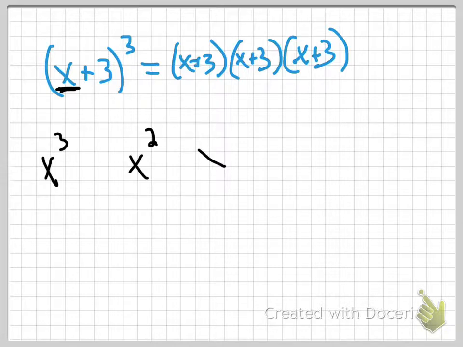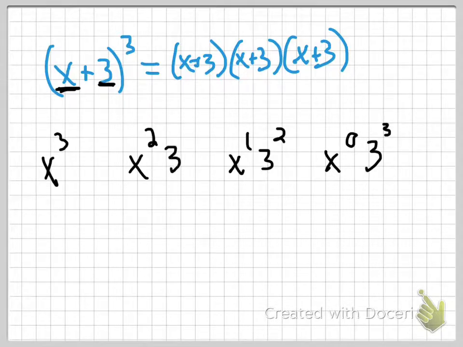Actually, I'm going to spread this out better. X to the first, and x to the 0. And then I'm going to go the other direction with the 3 that's up here. I'm going to go 3 to the third, 3 to the second, 3 to the first, 3 to the 0. And then my coefficients are going to be from Pascal's triangle: 1, 3, 3, 1.